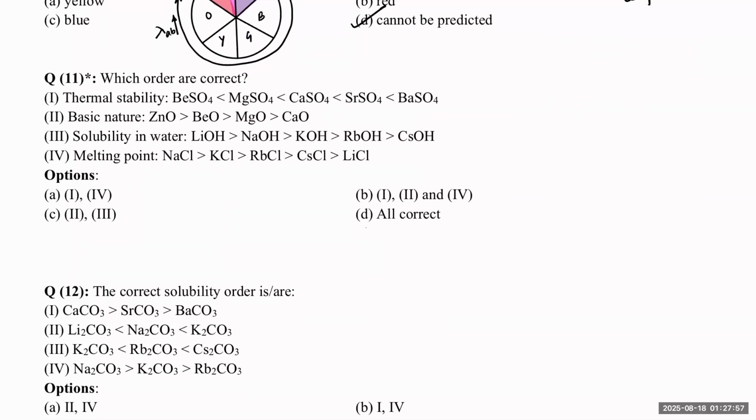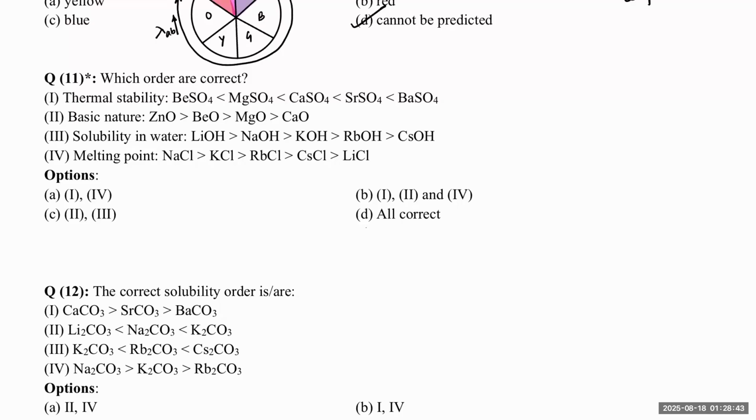Right. Next, check out this one. Which orders are correct? Thermal stability, basic nature, solubility in water, and melting point. First, thermal stability. What was the first thing I told you? Easy way to predict thermal stability, guys. I categorize them into two kinds, right? One is single anionic species. The other one is multi-anionic species. What is this one? This is multi-anionic, right? Sulfate is multi-anionic. So if it is multi-anionic, what happens to the stability down the group? Increases. For single anion, what happens to the stability? Decreases.